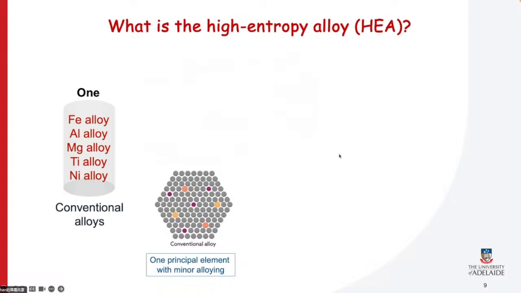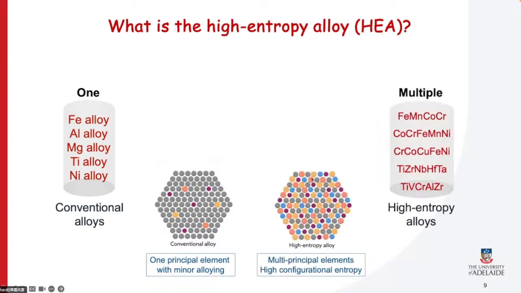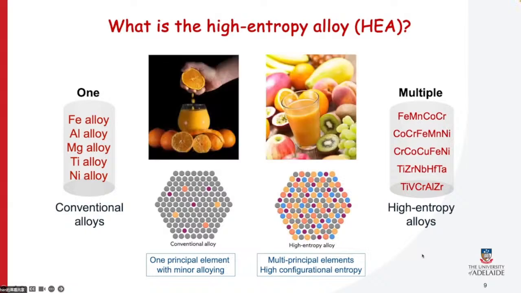We know that conventional alloys are usually based on one principal element. However, the high-entropy alloy incorporates multiple principal elements, all in a high concentration. Imagine these elements as different fruits. The orange juice will be the conventional alloy, this one here. Well, this mixed juice will be the high-entropy alloy. We know that the mixed juice has more balanced nutrition and flavors, so that's the high-entropy alloy.